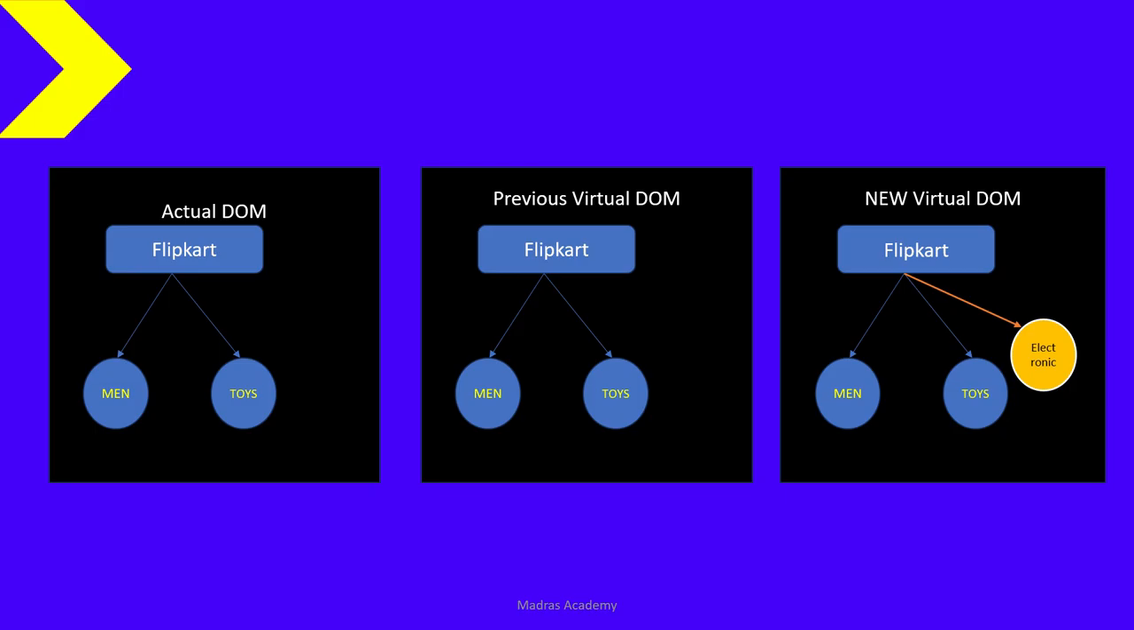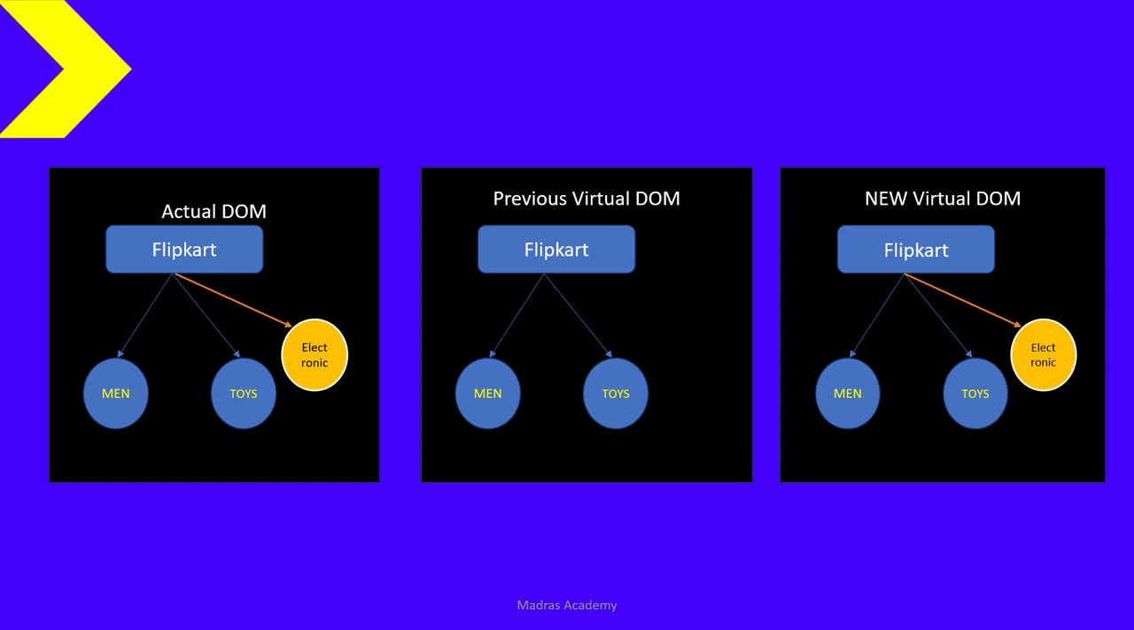Okay, once I click that electronic item page, the previous virtual DOM is compared with the new virtual DOM, and here we are getting the new request. Whatever request we have right now will be immediately updated to the actual virtual DOM also. And this actual virtual DOM will display the output to the client.